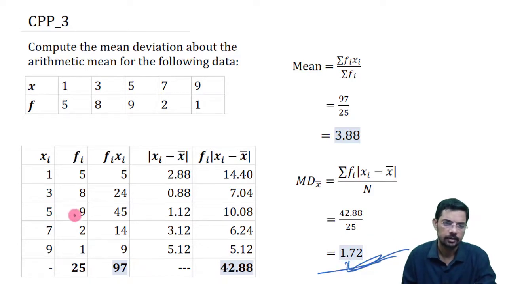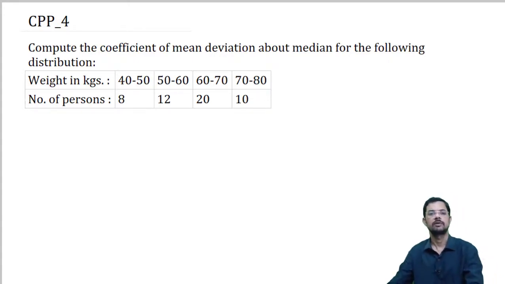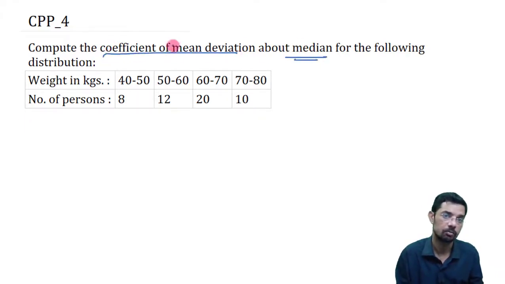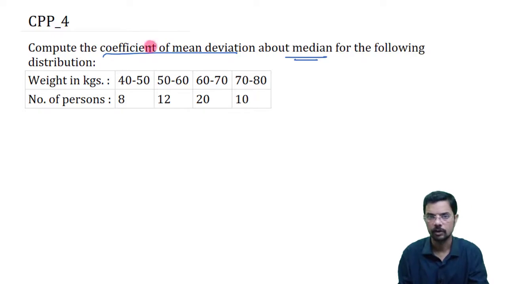Then let us move to question number 4. Look at the question. We need to compute the coefficient of mean deviation about the median for the following distributions. For that purpose, first we need to find the median, and then we need to find the mean deviation to get the coefficient of mean deviation.